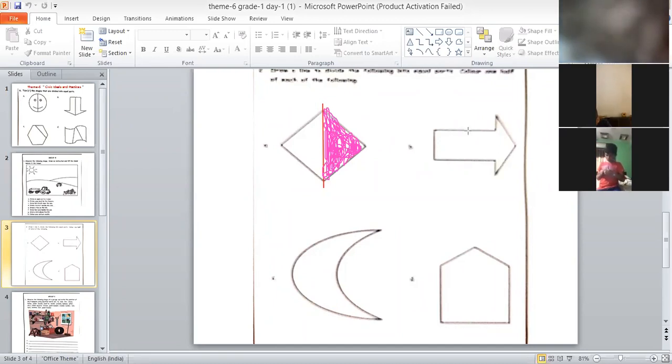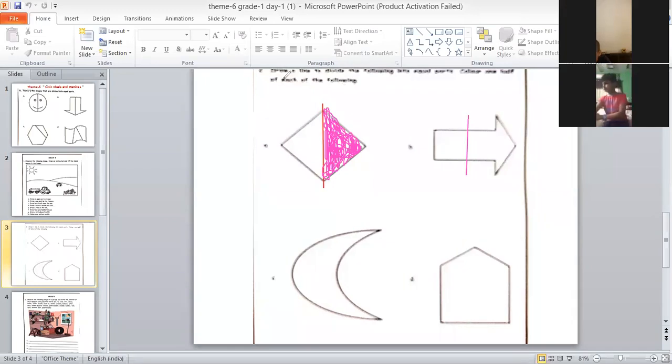Let's see here. See children, if I draw a line like this, look at your screen. If I draw a line like this, then this shape is not divided into equal parts, right? Can you see this? Look at your screen. This portion is smaller than this portion, right? But according to the question, we have to divide it into equal parts, right?